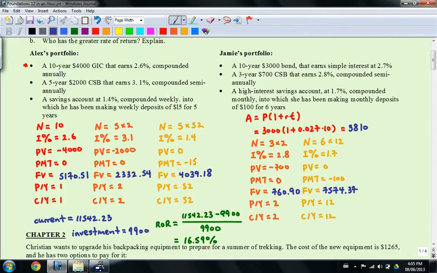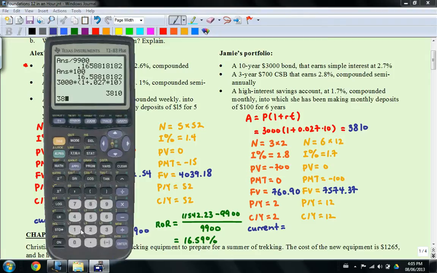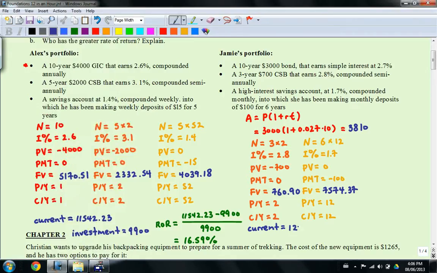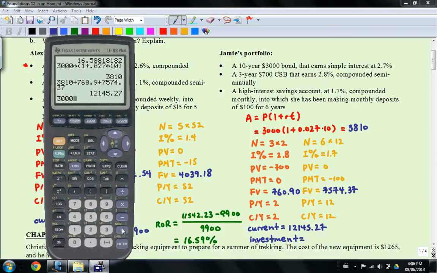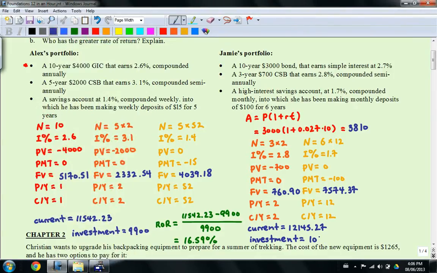Okay, so those are the 3 parts of Jamie's portfolio. The current value, again, you can just add those together to find that out. So that will be 3810 plus 760.90 plus 7574.37. Okay, so it's $12,145.27. Investment: how much was put in the first place? That will be the $3,000 bond plus the $700 CSB plus 12 months of 6 years of $100, which would be $1,000 more than the other investment.